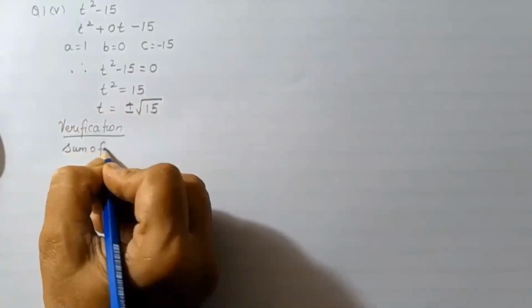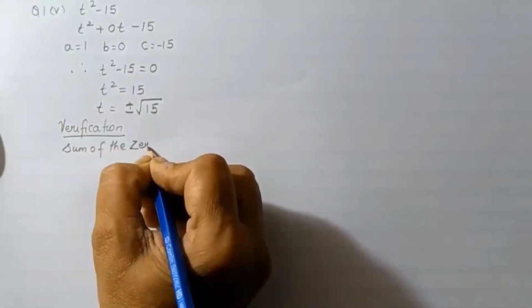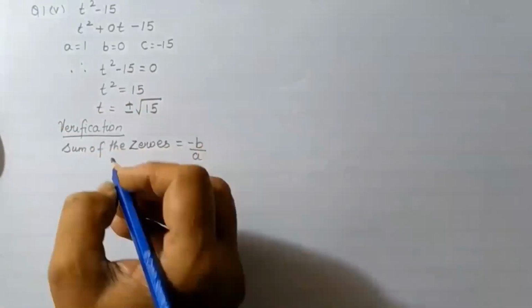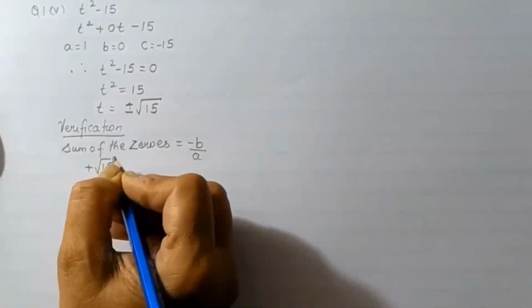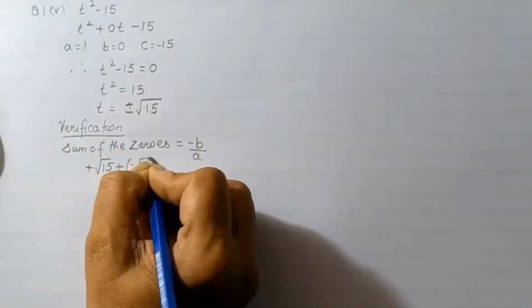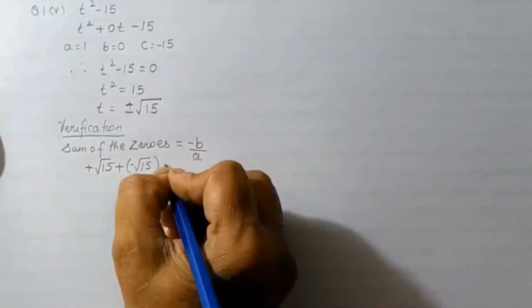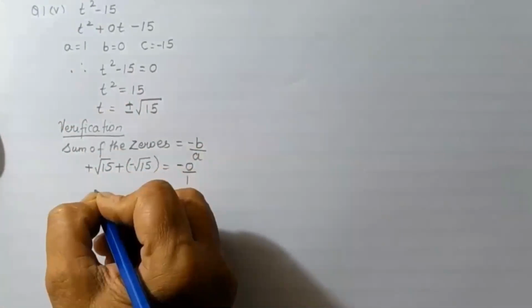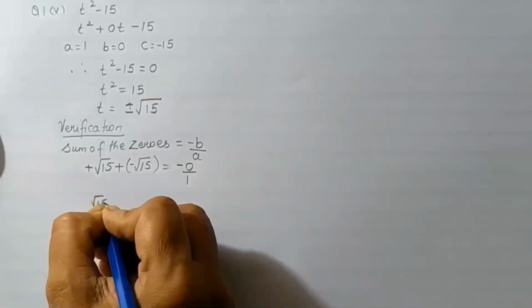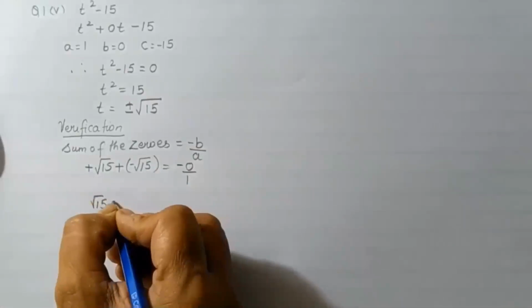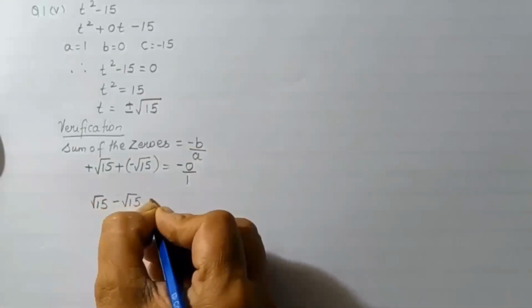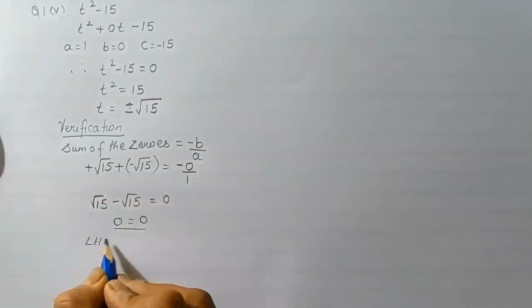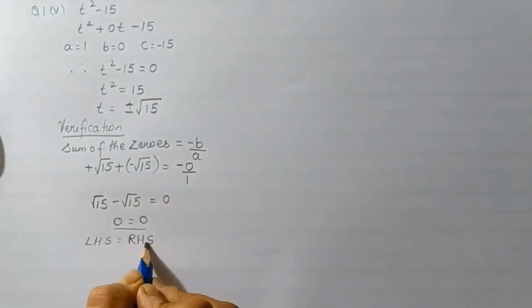Now let us verify the sum of the zeros: minus b upon a. Remember that plus root 15 plus minus root 15 is 0. Minus b is 0 upon 1. Plus root 15 plus minus root 15 is 0. 0 is equal to 0. This is verified. Sum of the zeros is verified. LHS is equal to RHS.